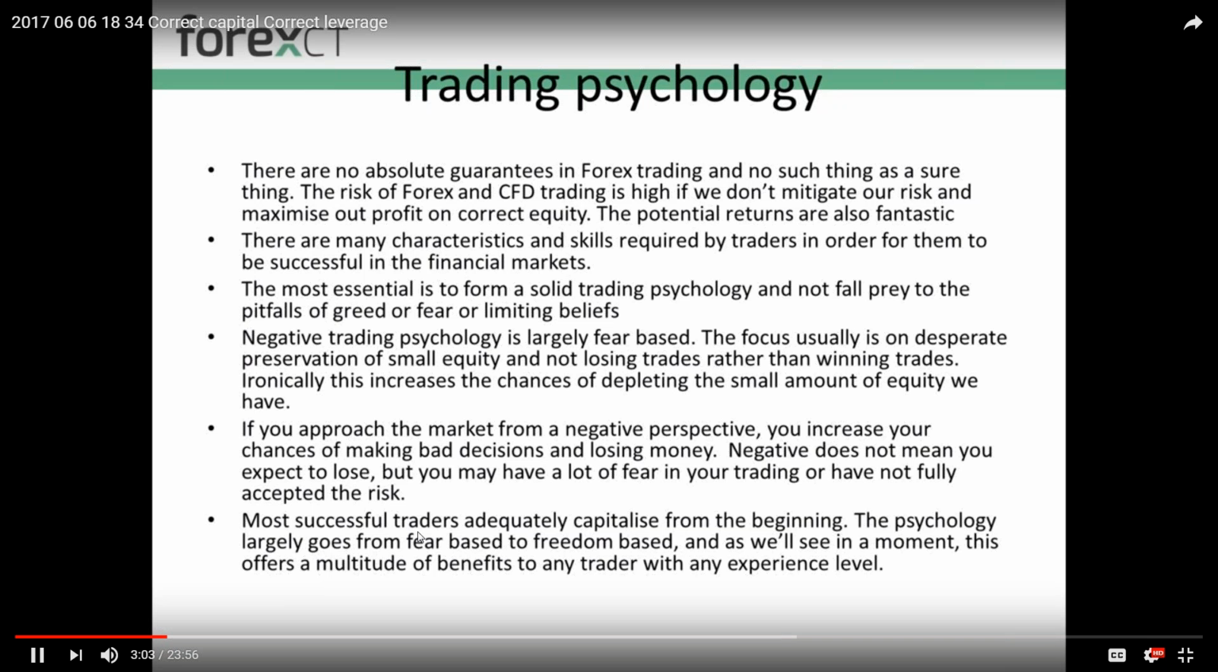Most successful traders adequately capitalize from the beginning. Now, the psychology largely goes from fear-based to freedom-based when you do this. And as we'll see in a moment, this offers a multitude of benefits to any trader with any experience level.